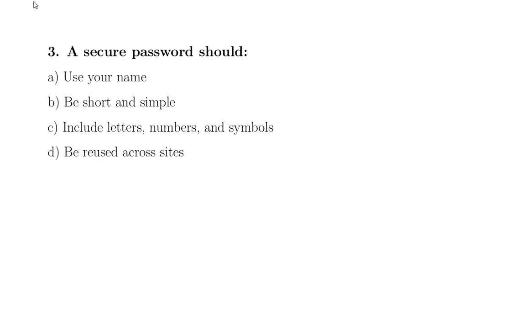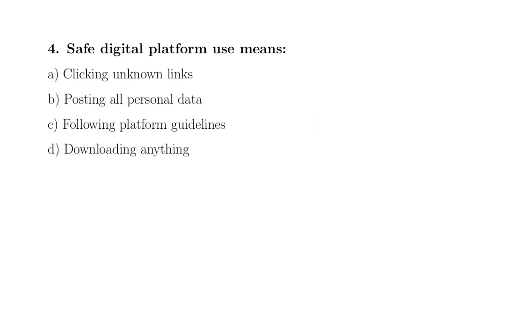A secure password should use your name, be short and simple, include letters, numbers and symbols, be reused across sites. The correct option is include letters, numbers and symbols, that is option C. Question number 4: Safe digital platform use means clicking unknown links, posting all personal data, following platform guidelines, downloading anything. The correct option is following platform guidelines.